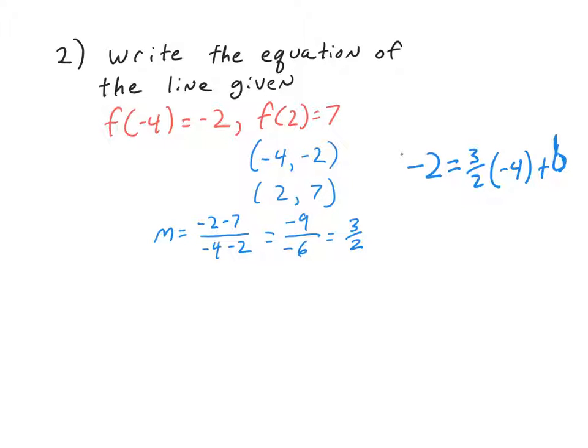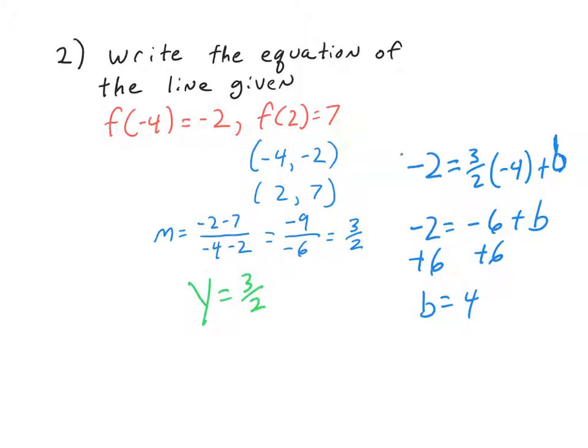Okay, then we just solve for b, and we'll do negative 2 equals negative 12 over 2, which is negative 6, plus b. Add 6 to both sides, and we'll get b is equal to 4. Then we go ahead and put everything in slope-intercept form. We get y equals 3/2 for m times x plus 4 for b.